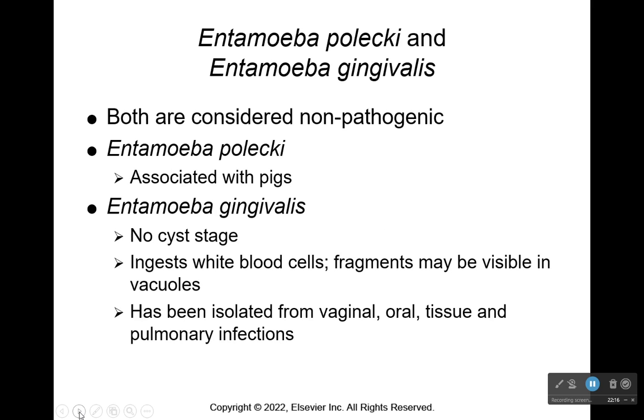There's Entamoeba polecki and gingivalis. Polecki is more associated with pigs. The gingivalis doesn't have the cyst stage. We're going to learn with some of our parasites, some have trophozoite stage only, some have cyst stage only. This one only has the trophozoite stage. It has been isolated from lung infections, from the mouth, and from the genital area. So a few different areas.